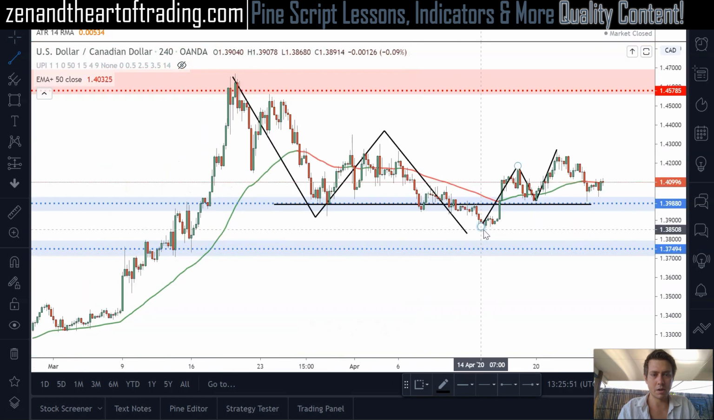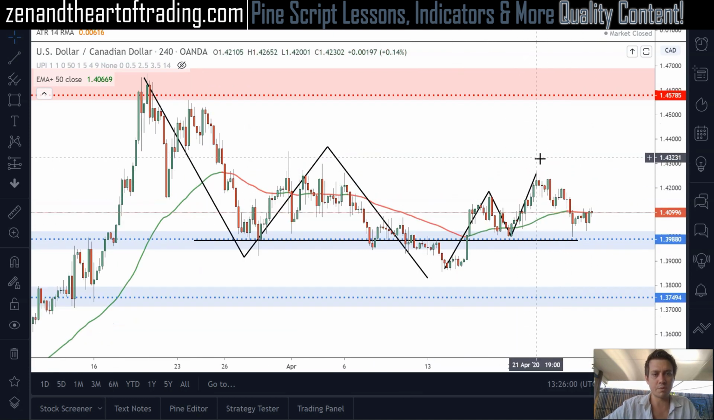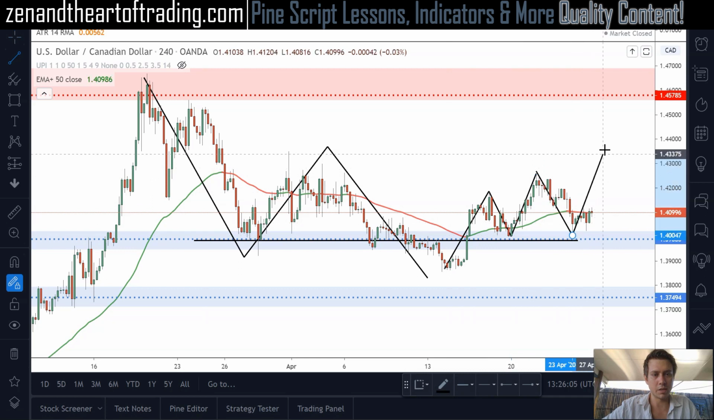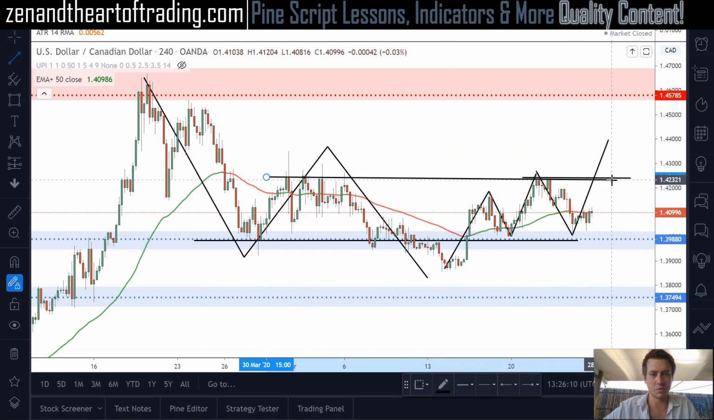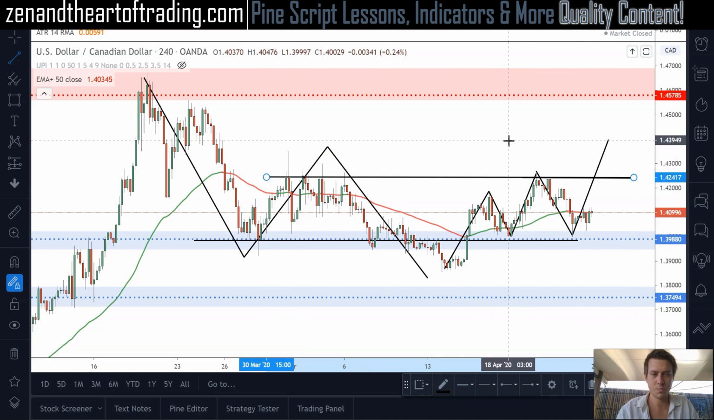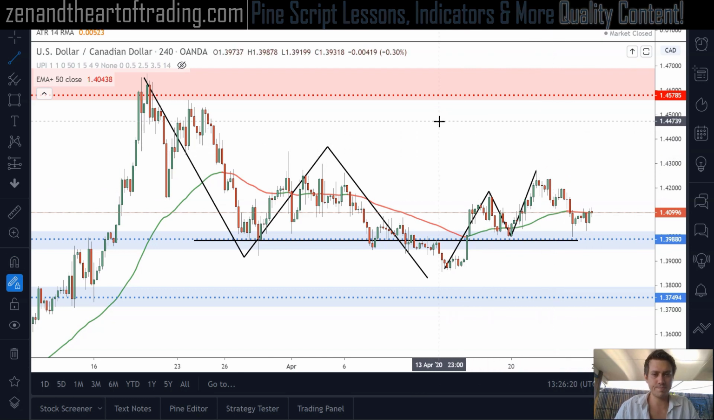I'd need to see the market get below these lows in here before I would consider taking any short trades on this currency pair. So I'm favoring long trades at the moment, and in order to go long, according to my rules, I need to see another break and close above these swing highs and this resistance zone in here. And so that's all I have to say for this currency pair. Let's move on to the economic calendar and see what's on this week.